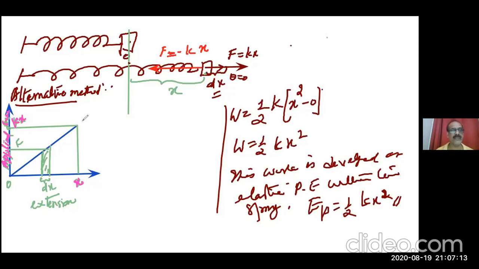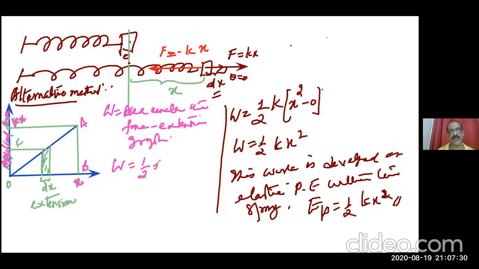So from the graph, W is equal to the area under the force extension graph. That is W is equal to the area under OAB, half into length kx and width x. So half kx squared. This way also work done can be calculated. So the integration method and graphical method are both similar. Try to understand that.